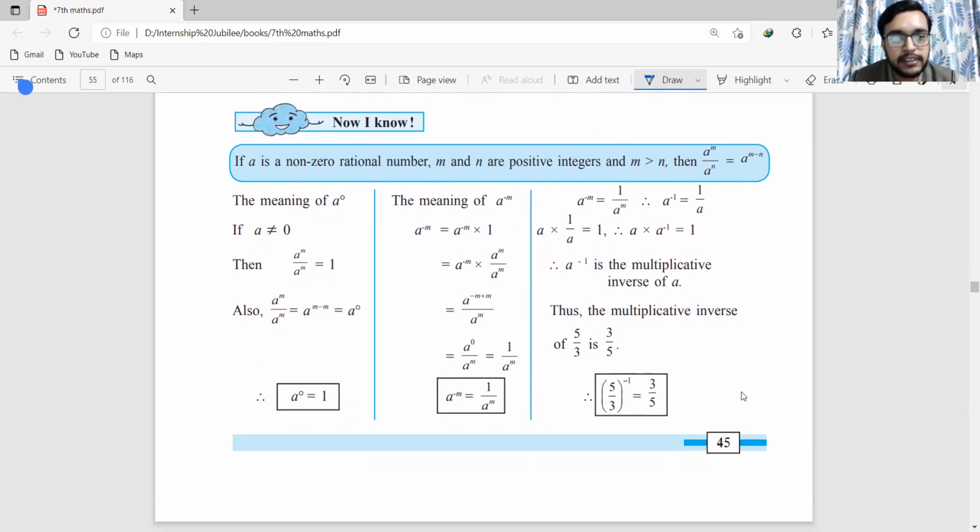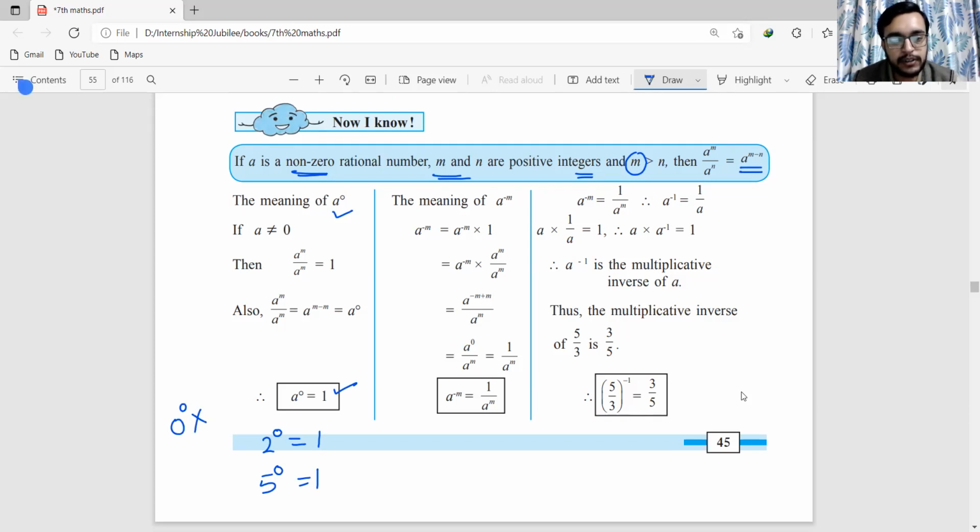If a is a non-zero natural number, and m and n are positive integers where m is greater than n, then a raised to power m upon a raised to power n will be equal to a raised to power m minus n. The meaning of a raised to power 0: any number having power 0, the answer is 1. That is 2 raised to power 0 will be 1, 5 raised to power 0 will be 1. This is not applicable to 0 raised to power 0.